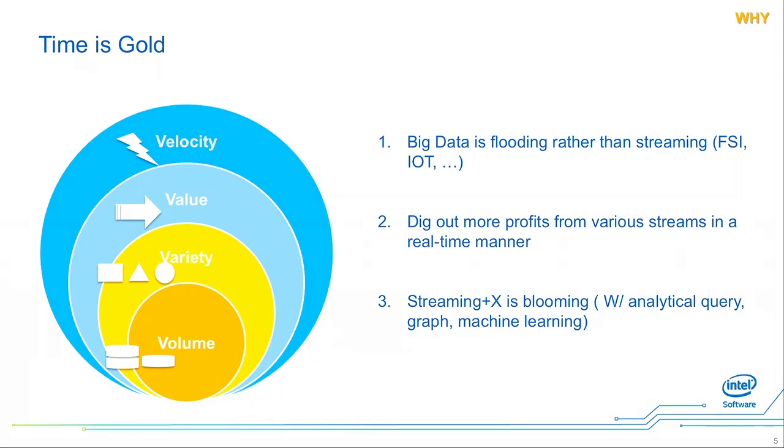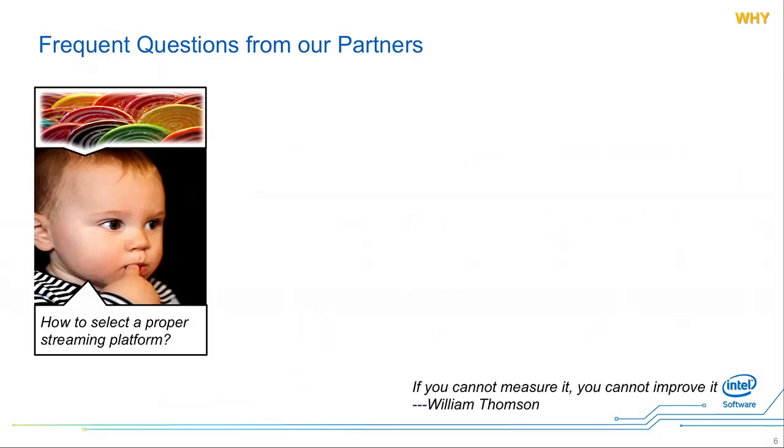Another phenomenon we found is what we call streaming plus X, or streaming plus something. More and more people are trying to combine stream processing with analytical queries or with complex graph or machine learning algorithms. Along with all those new trends, we also received a lot of challenging questions from our partners and customers. We concluded those in this next slide.